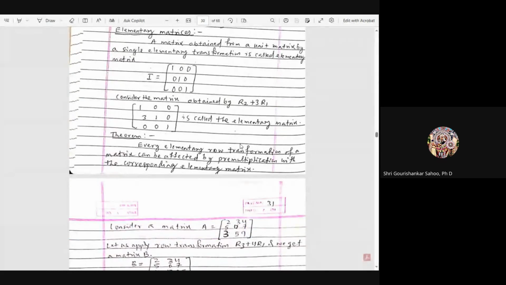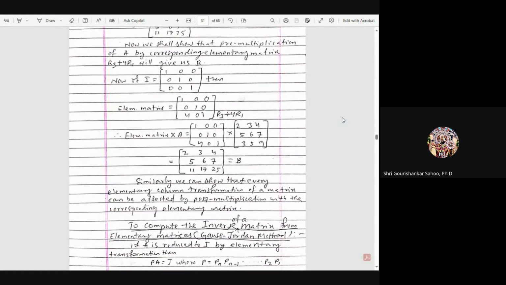Then elementary matrix. A matrix obtained from a unit matrix by a single elementary transformation is called an elementary matrix, and it is written as I equal to the matrix 1 0 0, 0 1 0, 0 0 1.